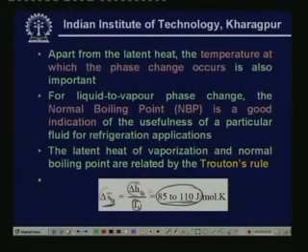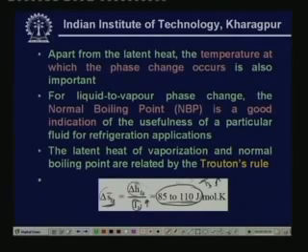This rule is very interesting, and it is also very useful because you can derive certain things from this rule. For example, from this Trouton's rule, you can see that the latent heat of vaporization increases as the normal boiling point increases. That means as T_B increases, Δh_fg increases.